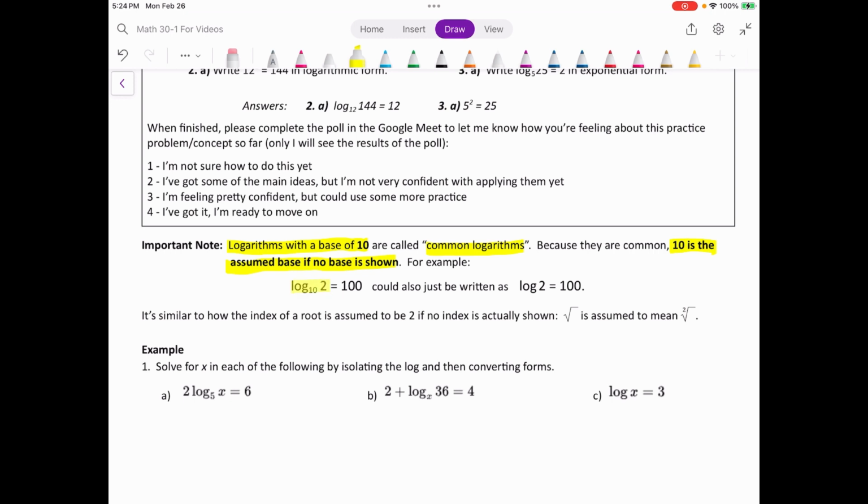So log base 10 of 2 equals 100, which is true because 10, wait, this is not true. I gotta fix that. That's a mistake. That's wrong. 10 to the power of 100 is not 2. Do you see that? How should I fix this? Let's pretend I was testing you, and not that I just made a mistake when typing the notes. I could fix this by saying 10 to the power of 2 equals 100. I gotta fix that in the notes. Okay, 10 to the power of 2 equals 100. There we go.